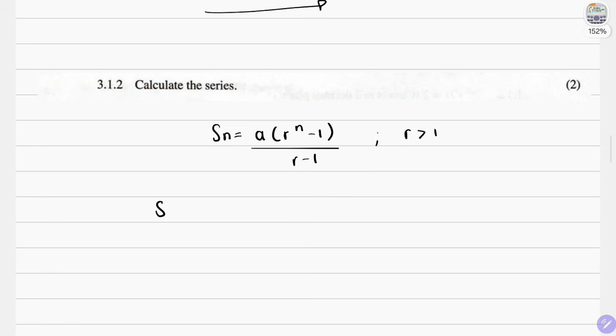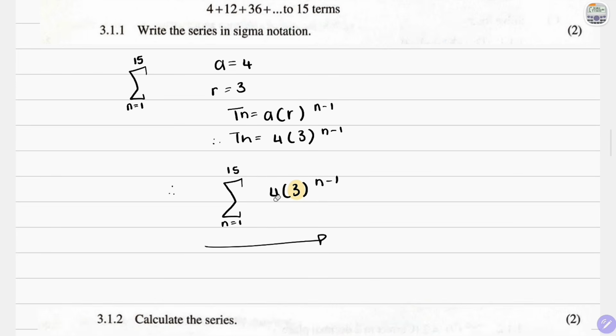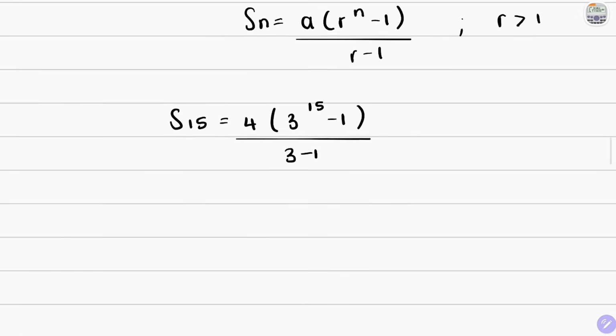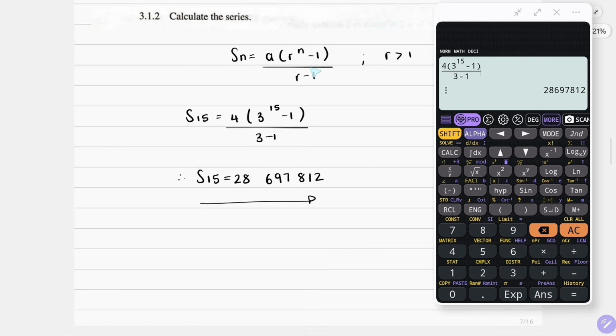So we're saying the sum of 15 terms is equal to, the value of a is 4, the value of r is 3. So this is 4 multiplied by 3 raised to the power of 15 minus 1 all over 3 minus 1. And let's find the sum of this series. And the sum of this series is 28,697,812. And that is our answer.